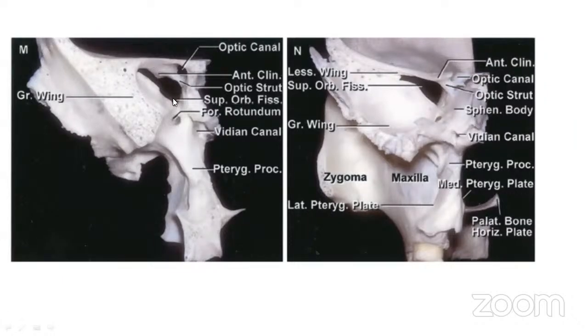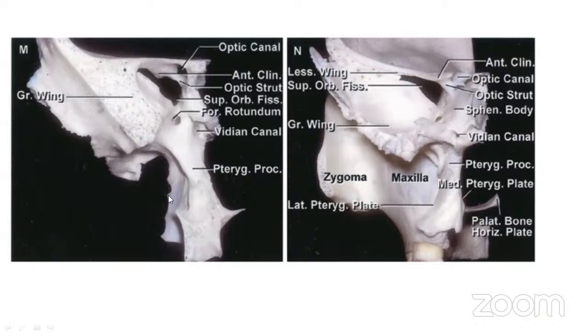In the same angle, we can see that the ethmoid cells have been removed to show us the optic canal and optic strut, which is separated from the superior orbital fissure.